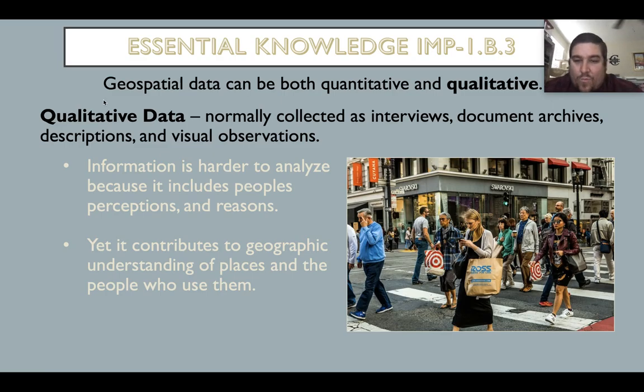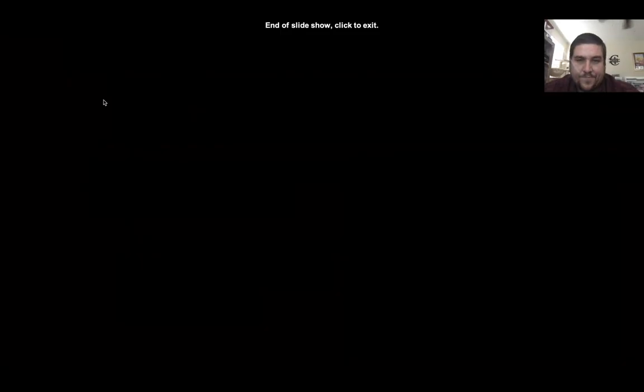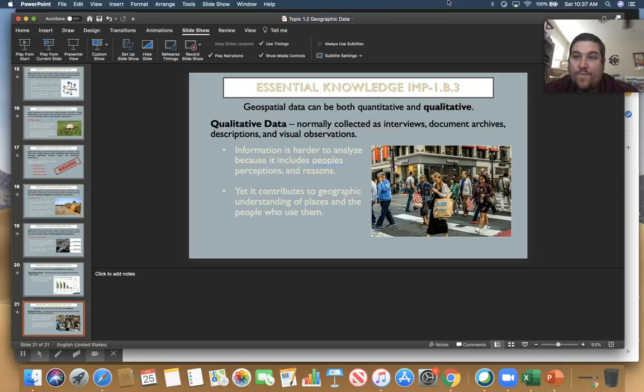If I tell you an area is developed, what does that mean? Well, I can see it. That's qualitative, not quantitative. Qualitative data gives you geographic understanding of places and the people around them, but you can't analyze it. This image shows you qualitative data. I can see stores that are in the area and wealth and all that kind of stuff that's hard to measure because it's not quantitative, but I can see that understanding of it there. And that is it for 1.2.